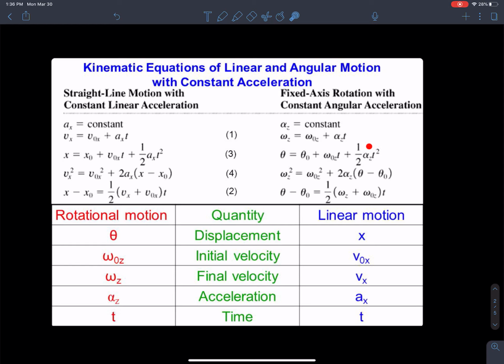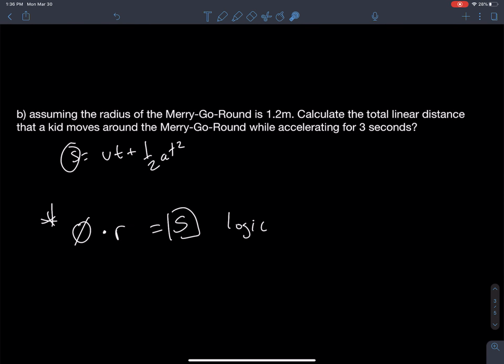I have the angular acceleration that I calculated. I have the time, which is 3 seconds. I have my initial angular velocity, and let's just say that I'm starting at 0, so let that term be 0. Okay, so now I can calculate theta if I go back to that. So let's go apply that equation.